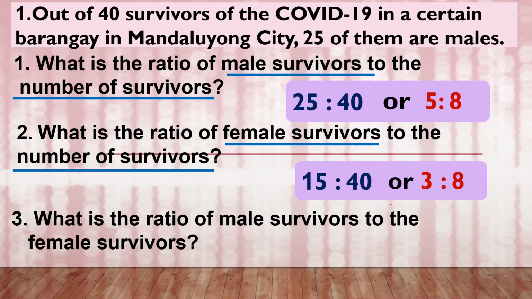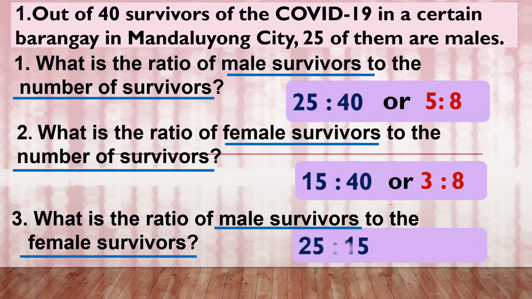So this is a part-to-part relationship. It's already known to us that there are 25 male survivors and we have 15 female survivors. So just taking their ratio and then dividing them by 5, therefore the ratio of the male survivors to the female survivors is 5 is to 3. So this is it. Problems about ratio.